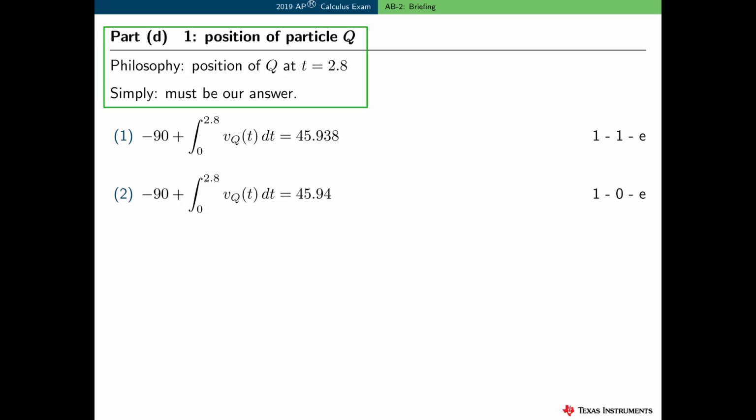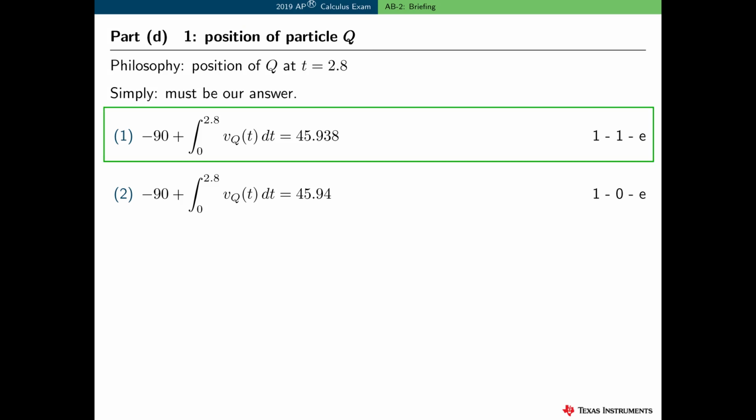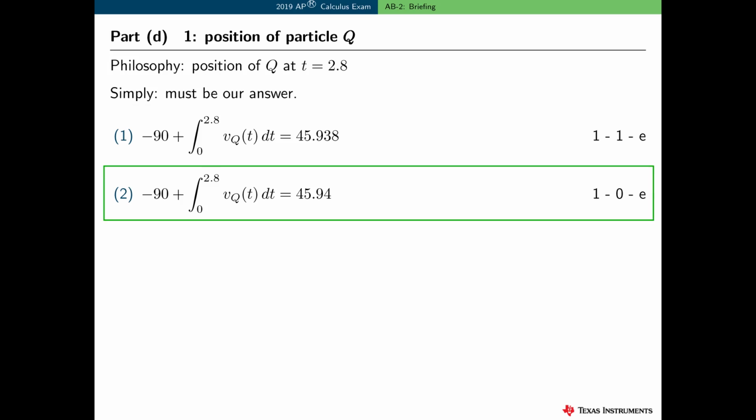Here are some example responses and how each is scored. In example 1, the student has the correct definite integral and computed the position correctly. They earn the first 2 points and are eligible for the third. In example 2, there is a decimal presentation error. The student earns the first point, but not the second, but they are eligible for the third.